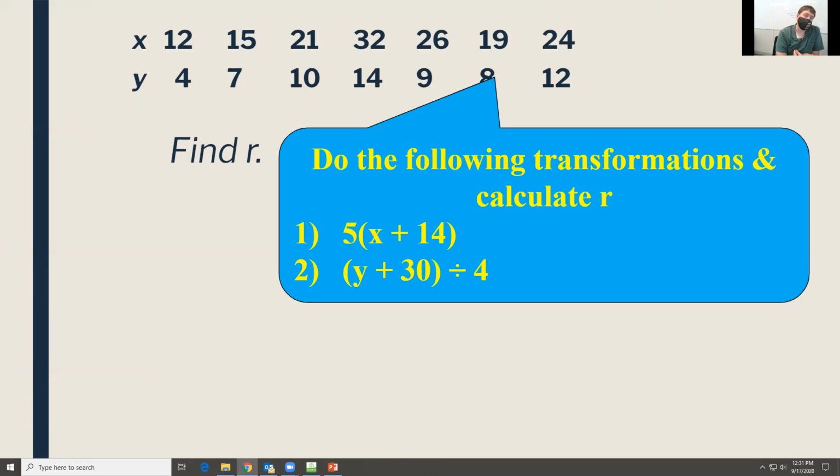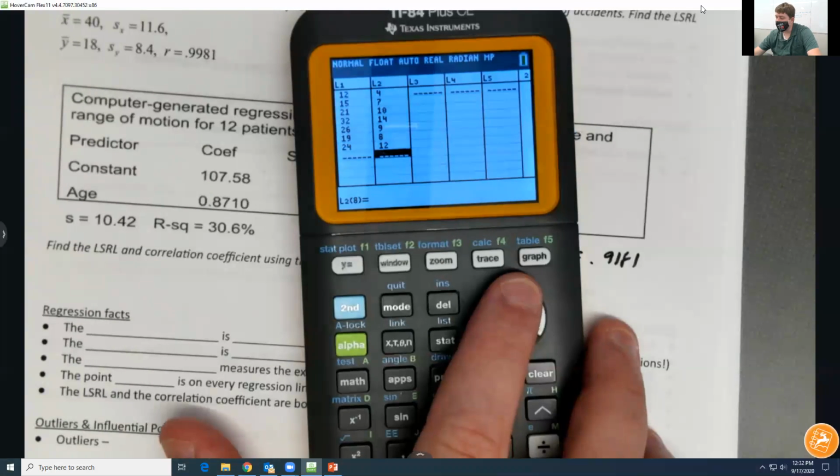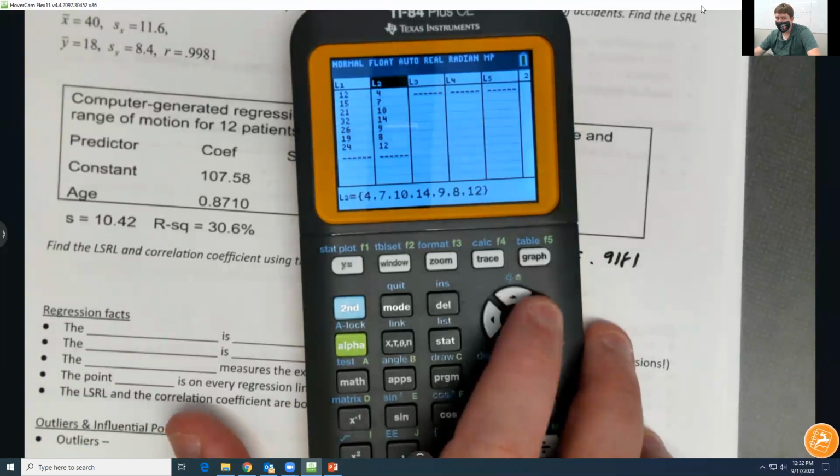You can do it the hard way. You can go through each X value, plug it in and find your new answer. Or if you cleared all your lists, I'll show you guys a shortcut if you don't know how to do this here in just a second. So we're going to convert our X's and our Y values using these equations. Let's do the X's first. We want to take all of the X values, add 14 to them, and multiply by 5. So 5 times X plus 14. So here's my data. Go over to list number 3.